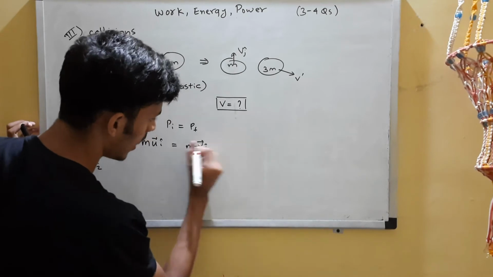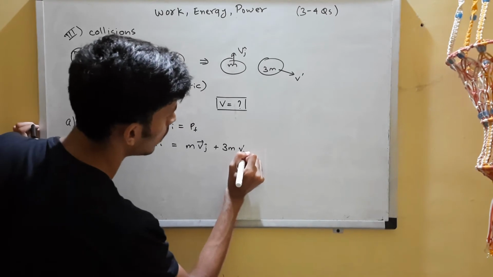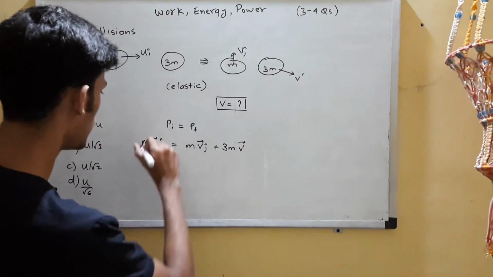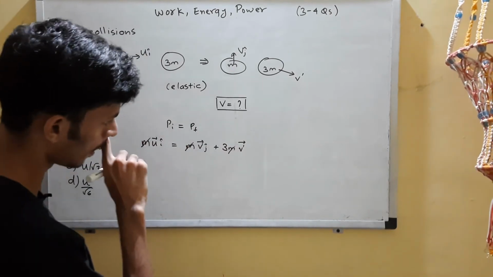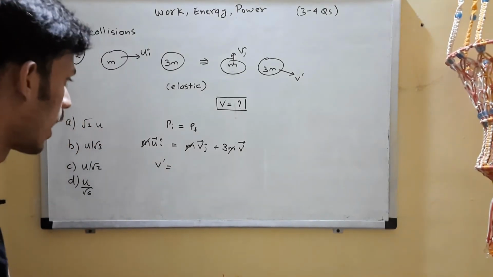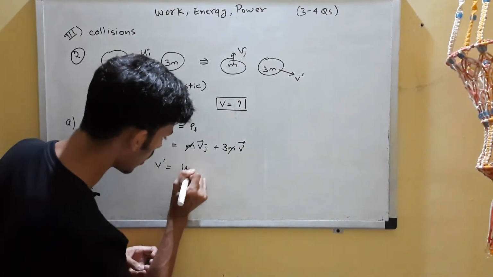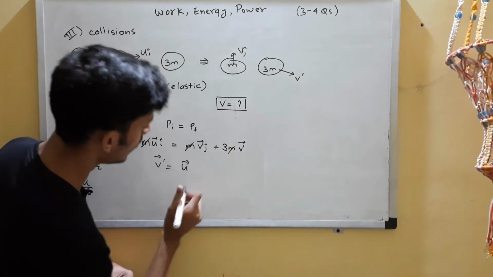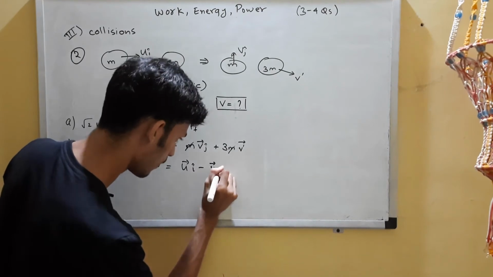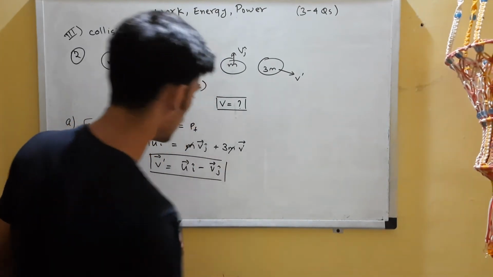Okay, now momentum is a vector, so I am writing it this way, plus 3m v dash, vectorially. If you see, m will cancel out throughout. One thing we can do, we can find v dash from here. I'll tell you why later, we'll use that in kinetic energy. You'll see that this v dash is nothing but u i cap minus v j cap, right? So this is the value of our v dash. This is in vector form.